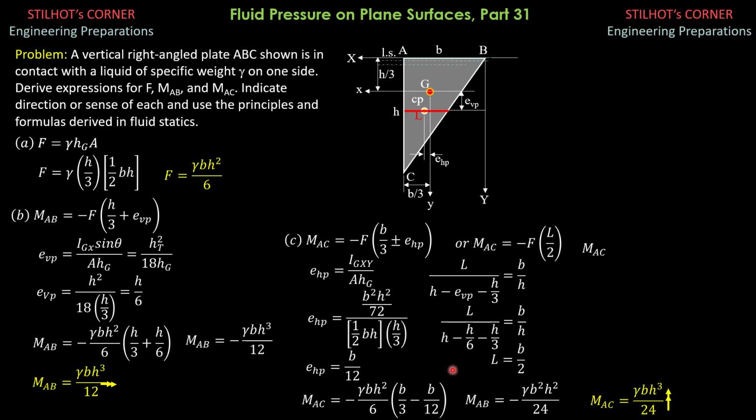Then substitute. Moment AC is negative gamma b h squared over 6 times 1 half of b over 2. So it is equal to the same as this, making it positive gamma b h cubed over 24, and our right hand points upward. So that's it for this video.